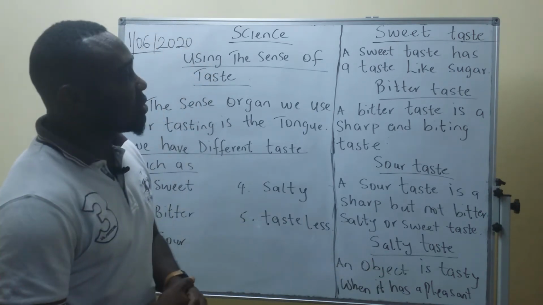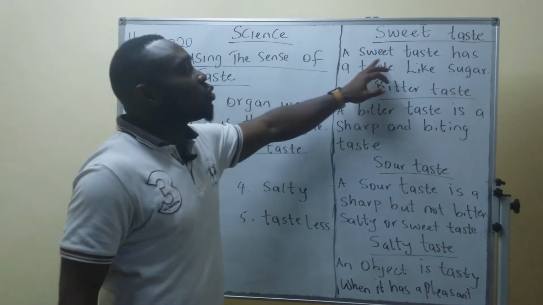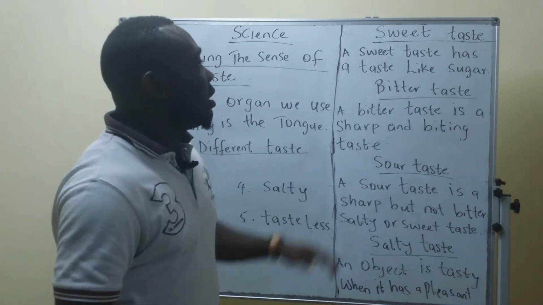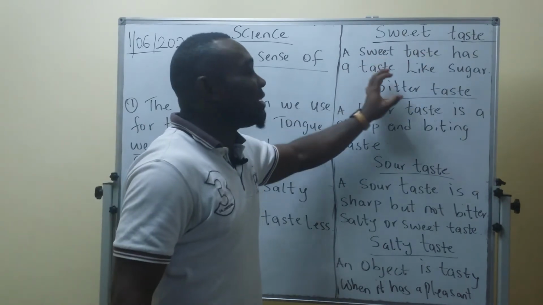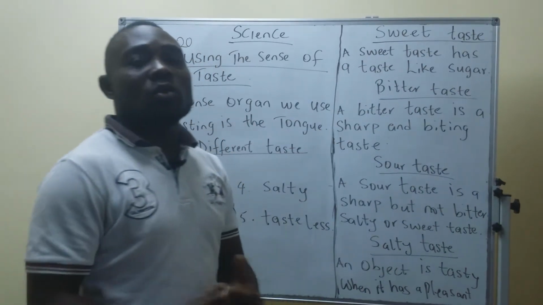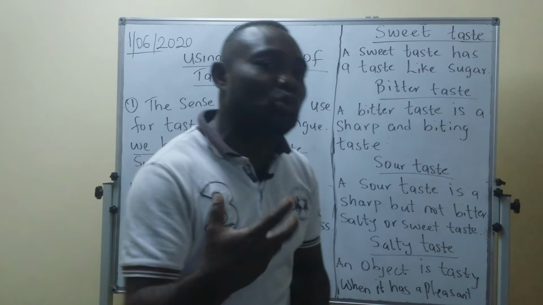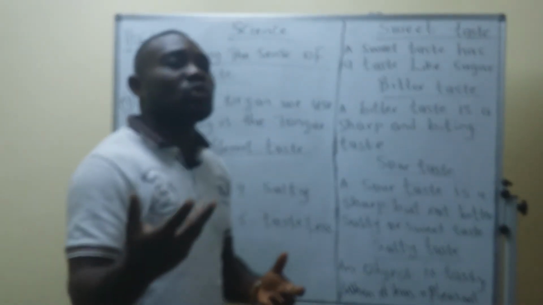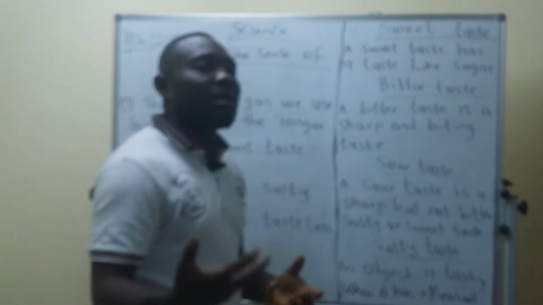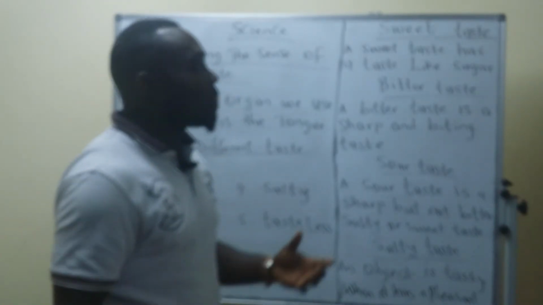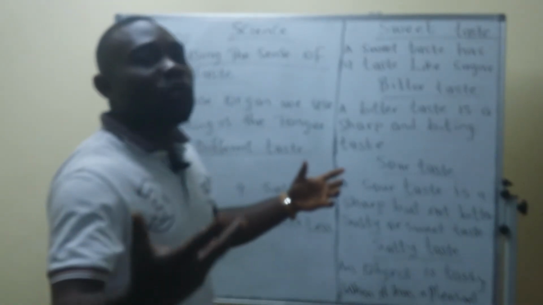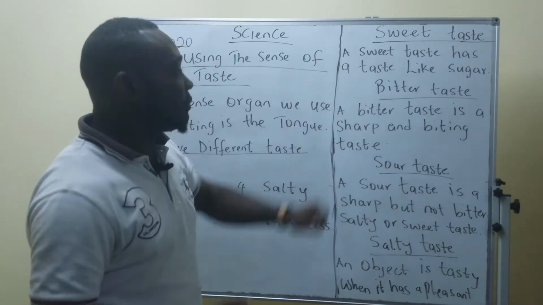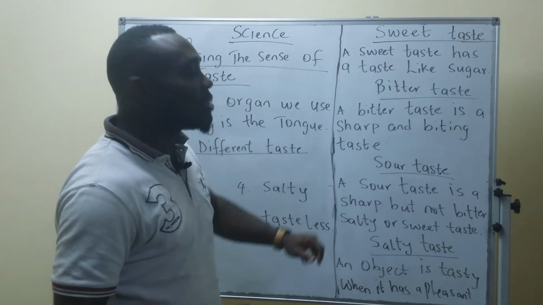We say sweet taste. A sweet taste has a taste like sugar. When something is sweet, for instance, we have the sweet banana, the juice, the mango, they are said to be what? Sweet. We say it has a sweet taste.